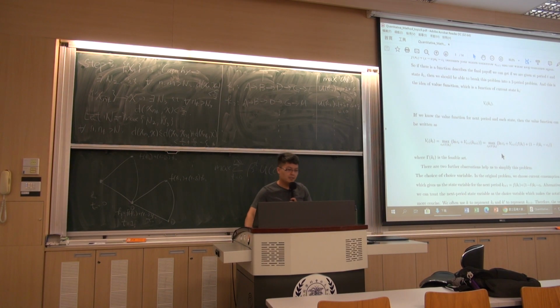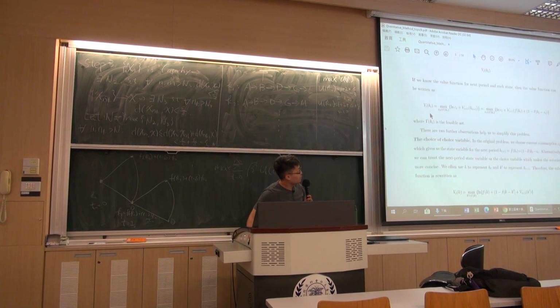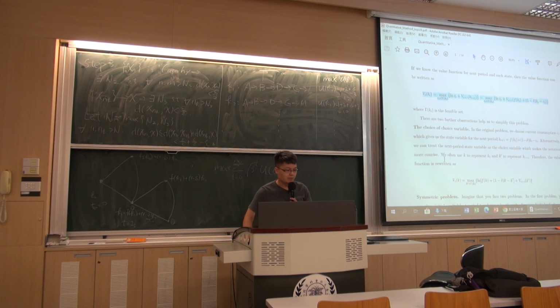Okay. So there are two further observations from this case. Kind of try to simplify the problem. Okay. So if you write it down this way, then the choice variable is actually c_t here. Okay, and you can rewrite it into a function, by using the capital stock.